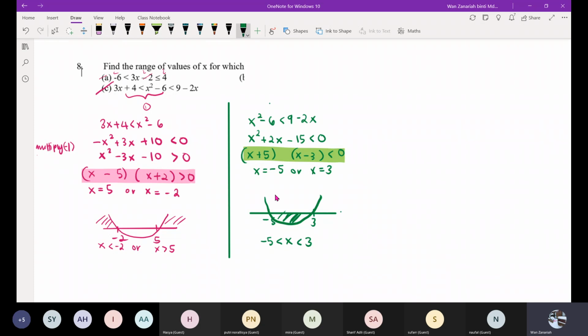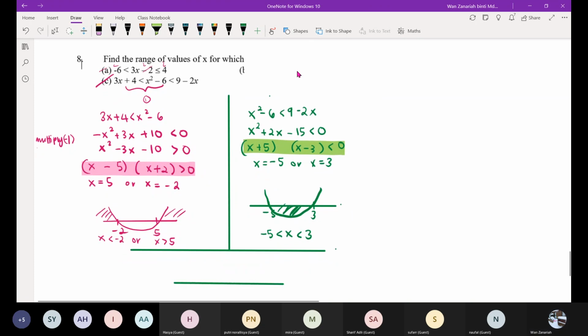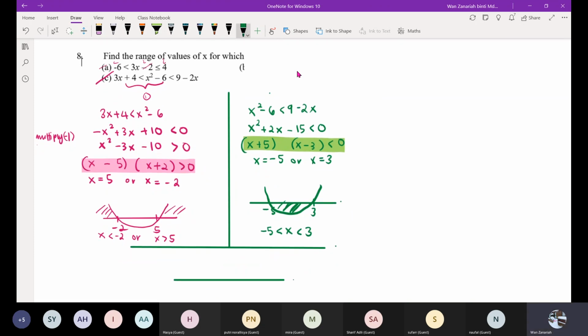Okay, now you have to combine all your answers, because these are all in one statement. It is in between, it is an AND case. So you have to combine all your answers. So your number line here. Which values first? Negative 5, 3, negative 2, 5. Which one first? Negative 5, followed by negative 2, 3, and 5.